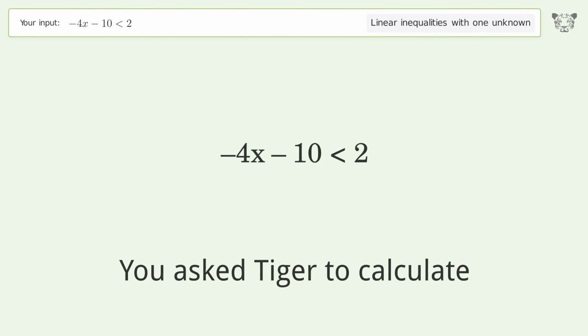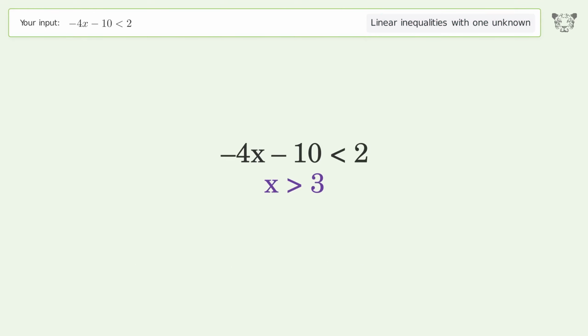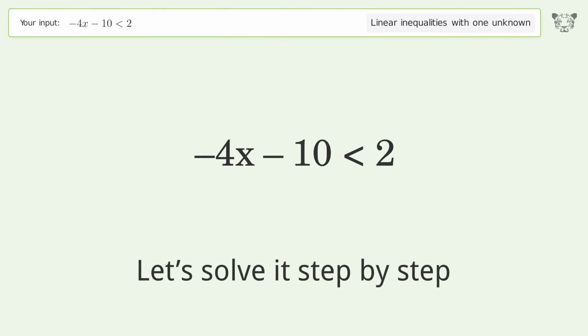You ask Tiger to calculate. This deals with linear inequalities with one unknown. The final result is x greater than -3. Let's solve it step by step.